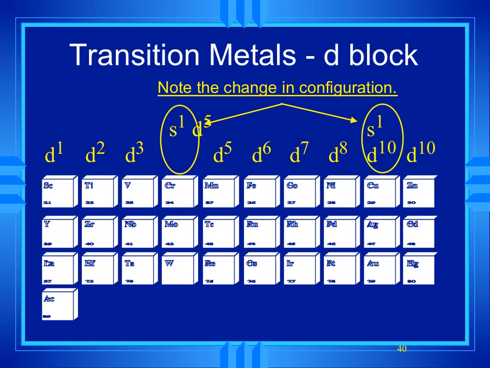Now the middle section of the periodic table is where the transition metals are, and it is referred to as the D block. So if you were to look at the electron configuration for scandium, you would see that it ends in D1. If you look at the electron configuration for titanium, you'd see that it ends in D2. We did vanadium several times on our worksheet. It ended in D3, and so on.